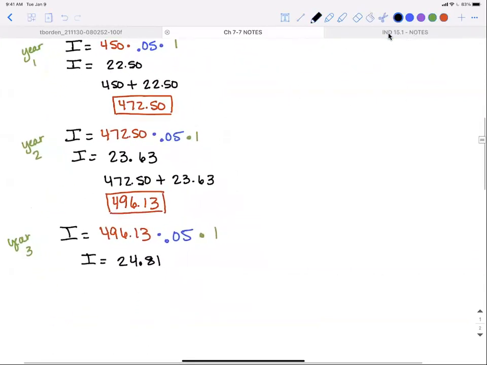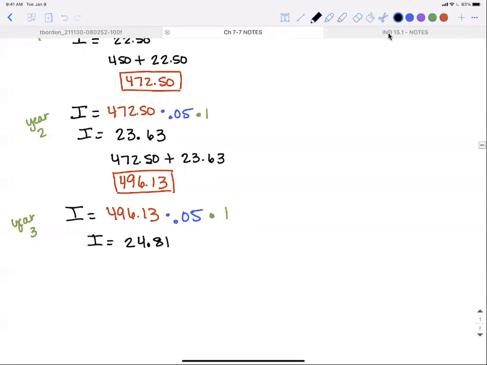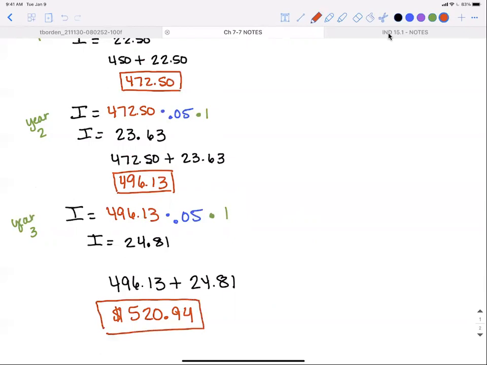Now, remember it said how much is in your account at the end. So we're not quite done. We're almost done, but we have to take what we started year 3 with, which was 496.13. We need to add the interest that we earned in year 3. And that total amount is finally going to give us our total amount in the account after 3 years of earning compound interest. So our total amount here is $520.94. Make sure you put the dollar sign. I'm not real particular about the dollar signs all up in the problem, but in your final answer, make sure you put the dollar sign on your final answer. Okay?